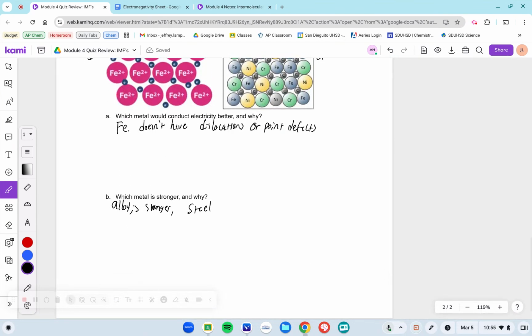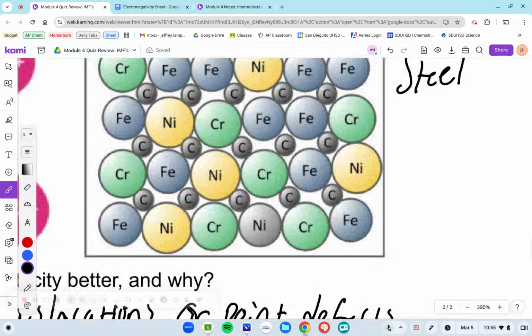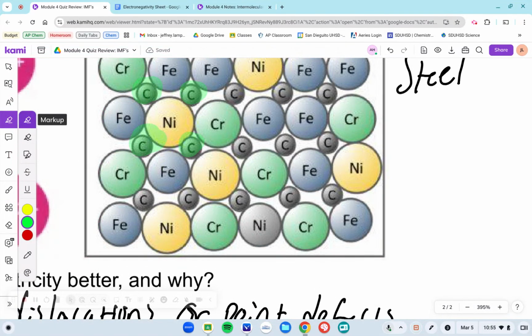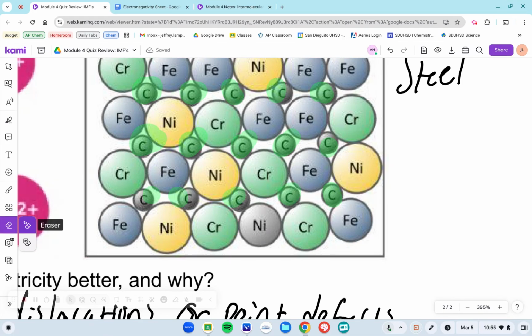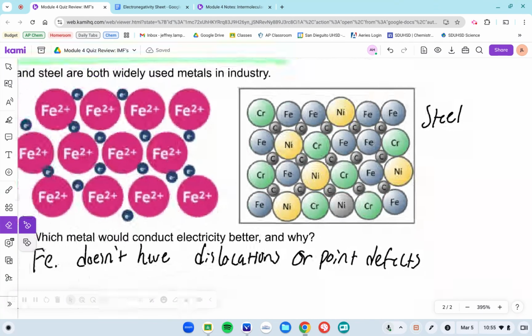So in this case, the steel has all of these interstitial atoms, right? Every single one of these carbons up here is an interstitial atom, so that means it's going to be a lot harder for this metal to bend and be malleable because of all of those point defects causing dislocations.